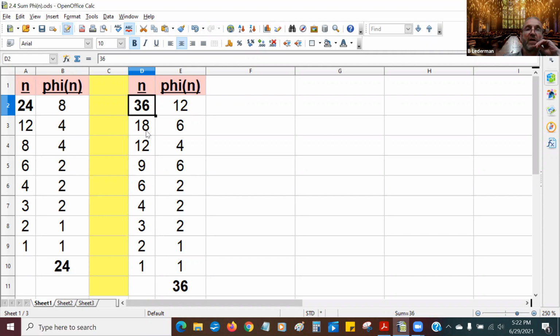Phi of 18 is 6. Phi of 12 is 4. If you add the E column over there, the sum from E2 to E10, you get 36. I'm adding up all these numbers here, and I want to be getting the original number 36. And that's really remarkable, and that's amazing. And that's what our theorem is telling us.